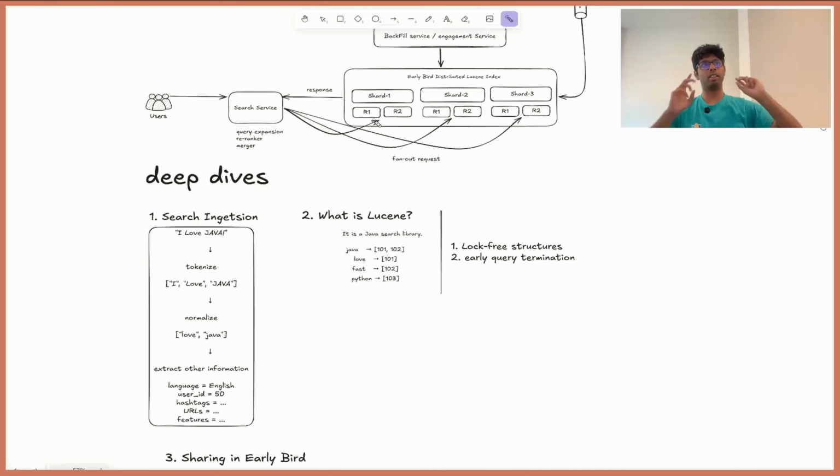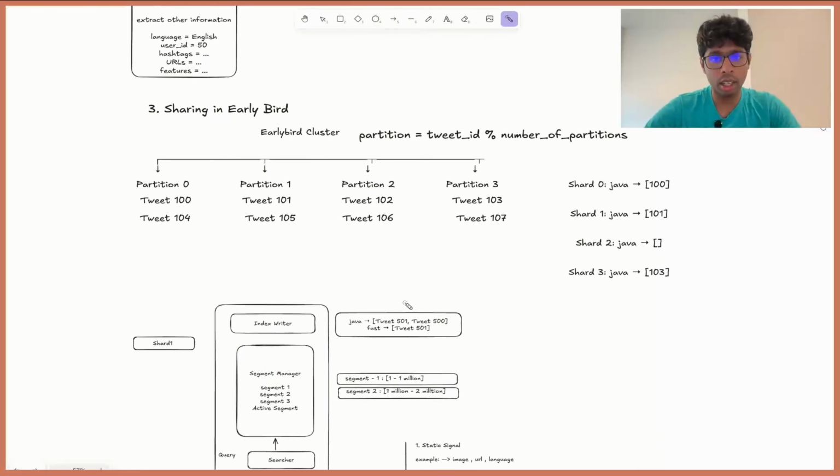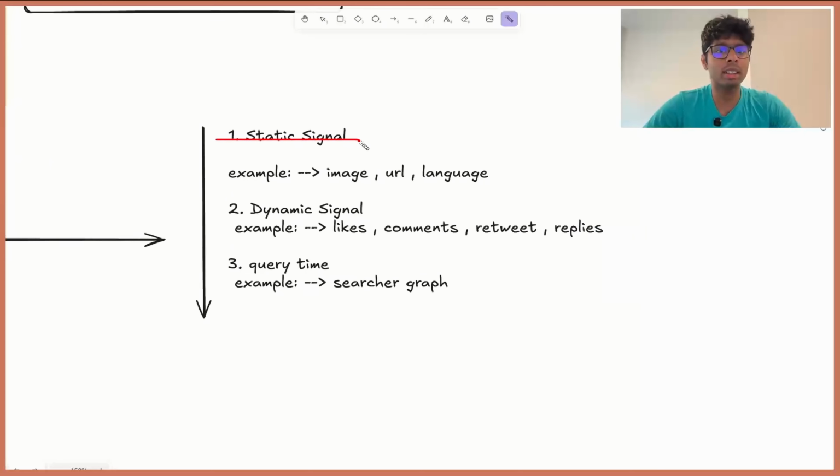So I have discussed the fan out of request that is happening. Now we are going to discuss one more thing, how the ranking is solved. For ranking, you should know 2-3 things, which I have discussed here: static signals, dynamic signals, and the query time.